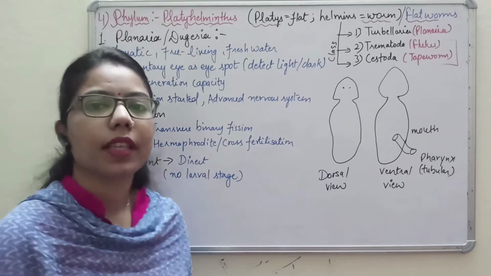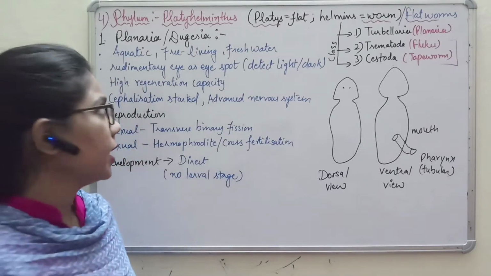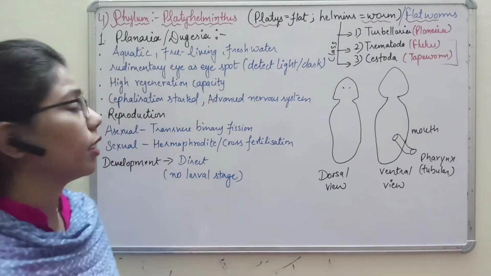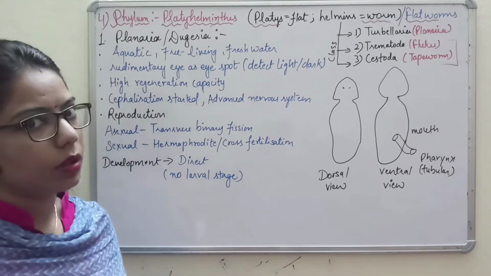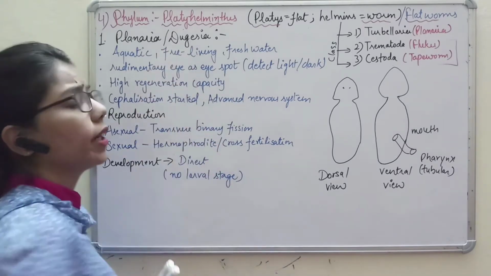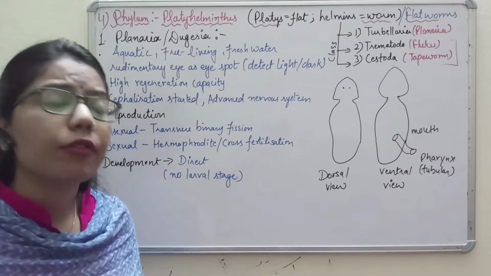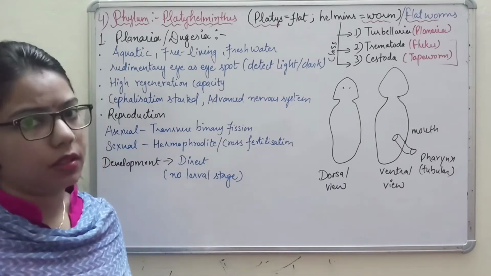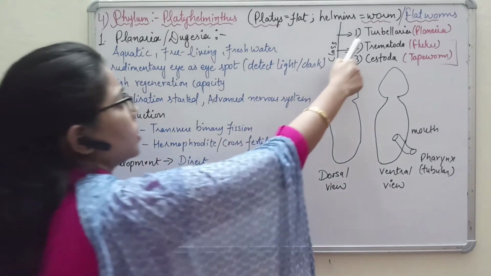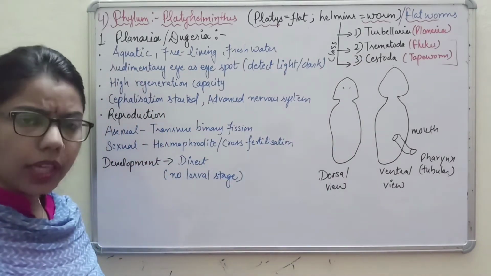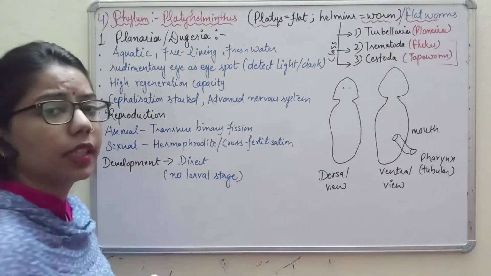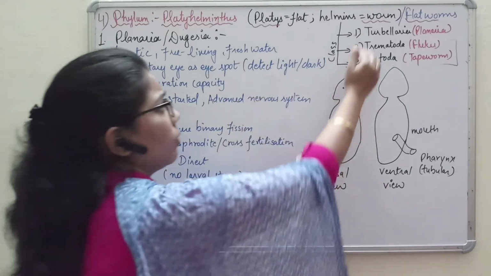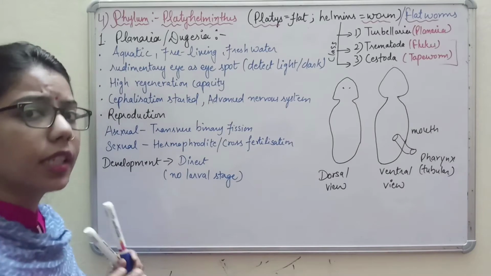Hello students, welcome back. So today in this session we will continue our previous phylum, that is Platyhelminthes. In Platyhelminthes we have already discussed the general features and we have categorized this phylum into three classes, in which the first class is Turbellaria. An example of Turbellaria is Planaria. So today we will start with one example of each and every class.